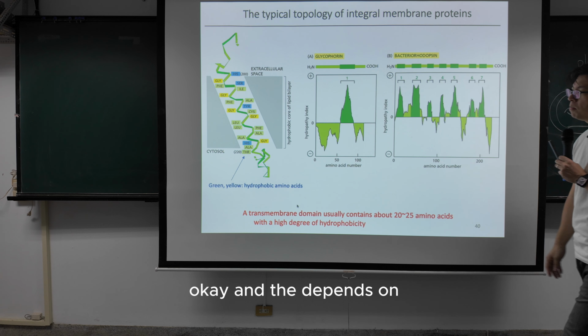With a higher index, it means this area is most likely to be the transmembrane domain. And with a lower hydrophobicity, they will be water soluble. They will be hydrophilic amino acids, so they have no chance to be a transmembrane domain. Based on this, we predict glycophorin only has one transmembrane domain. But here you will see many different hydrophobic areas with a high hydrophobic index. So this protein contains multiple transmembrane domains.